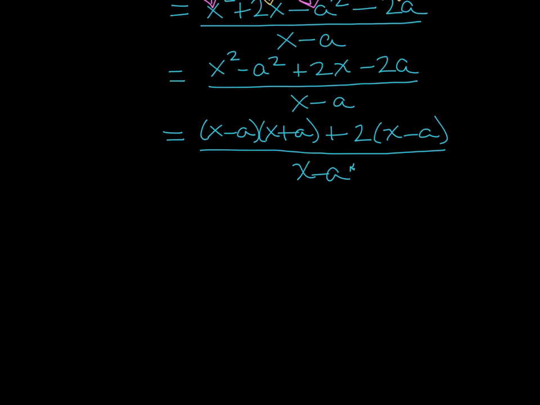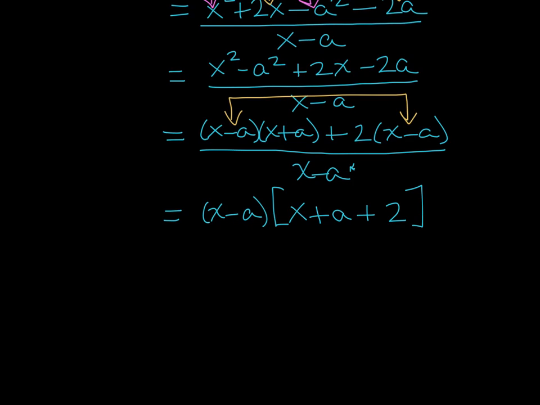Okay, so now what we should see is that x minus a and x minus a is common to both of these terms, which is exactly what we want because there's an x minus a in the bottom. So we are going to factor x minus a out of both of those terms. What's left here in this first term is an x plus a, and in the second term is a plus 2. So when we factor out x minus a, we have x plus a plus 2 left over in parentheses, all divided by x minus a.